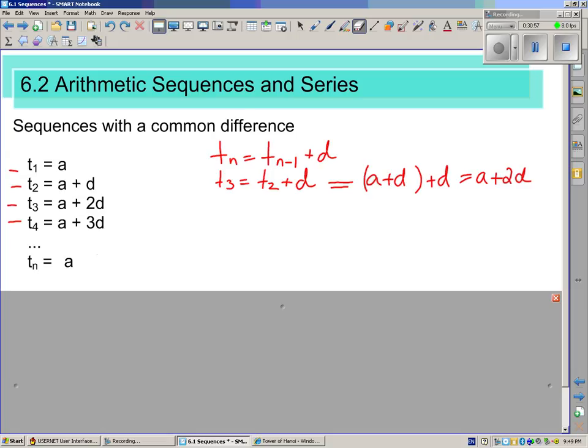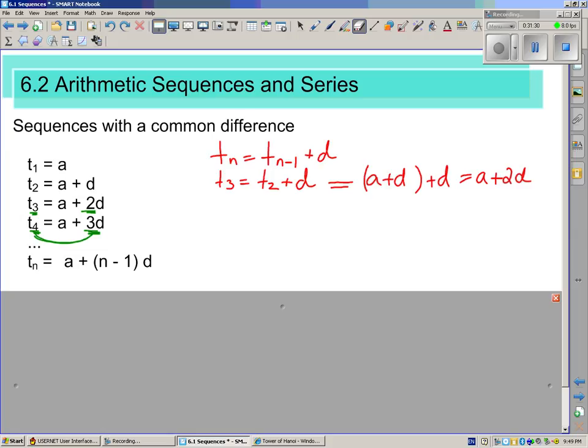Now, what else do I know? What other number do I have? Here I have a 3, and here I have 4. Here I have a 2, but there I have a 3. What's the relationship? Well, this ties in with the term number. Subtract 1. Okay, so we're going to say, well, this is n minus 1. And what do I do with it? I multiply it by d.